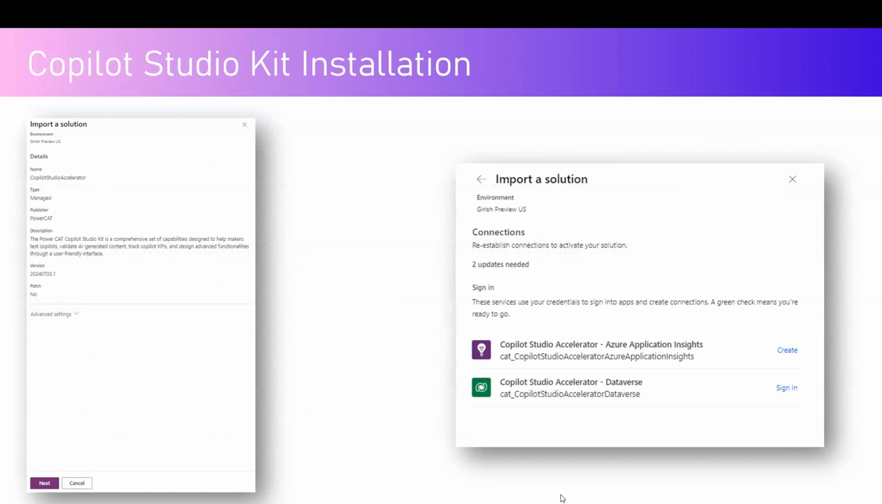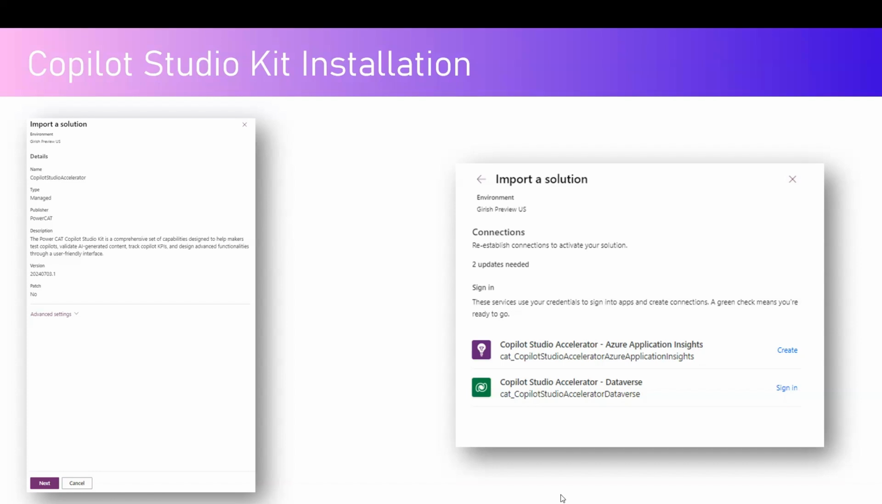Once you select your environment, go to make.powerapps.com, select the correct environment, and from there start importing the solution. Once you start importing the solution, there are a couple of connections it will ask for. One is the Copilot Studio Accelerator Dataverse. You can just click on sign in and it will allow you to sign into the Dataverse connector. Now, there is another connection it will ask for, which is Azure Application Insight.